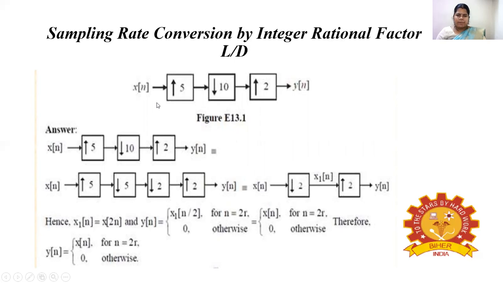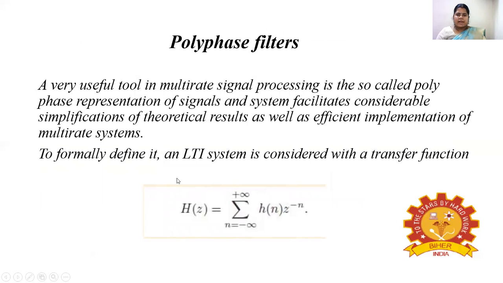So it is a sampling rate conversion by an integer rational factor L by D. First the discrete signal x of n is upsampled by 5, followed by downsampling by a factor of 10, and again this upsampling is by the interpolator value 2. So here the output y of n is equal to x of n for n equal to 2r. In all other cases, the value will be 0. That's the polyphase filter. It is a very useful tool in multi-rate signal processing.